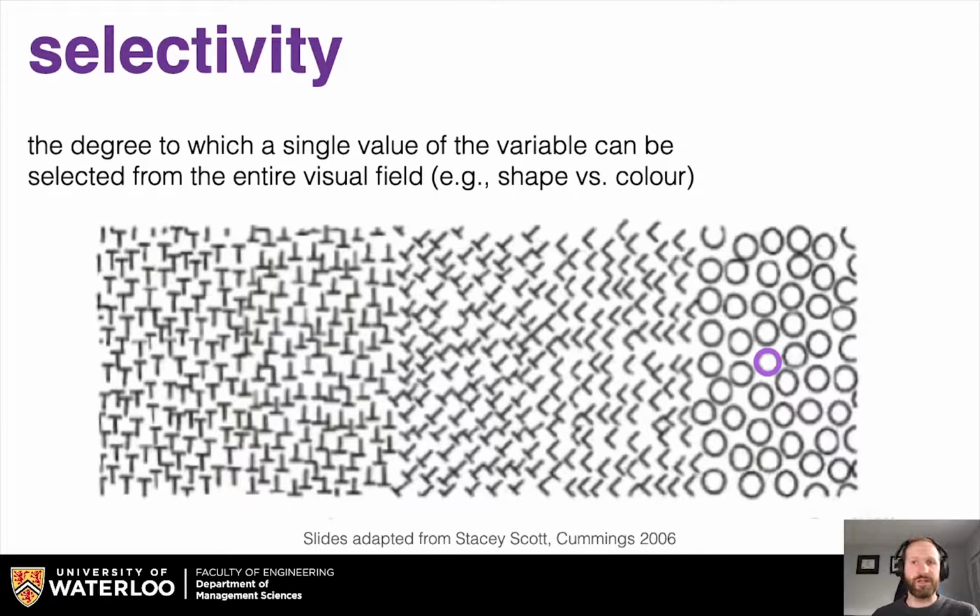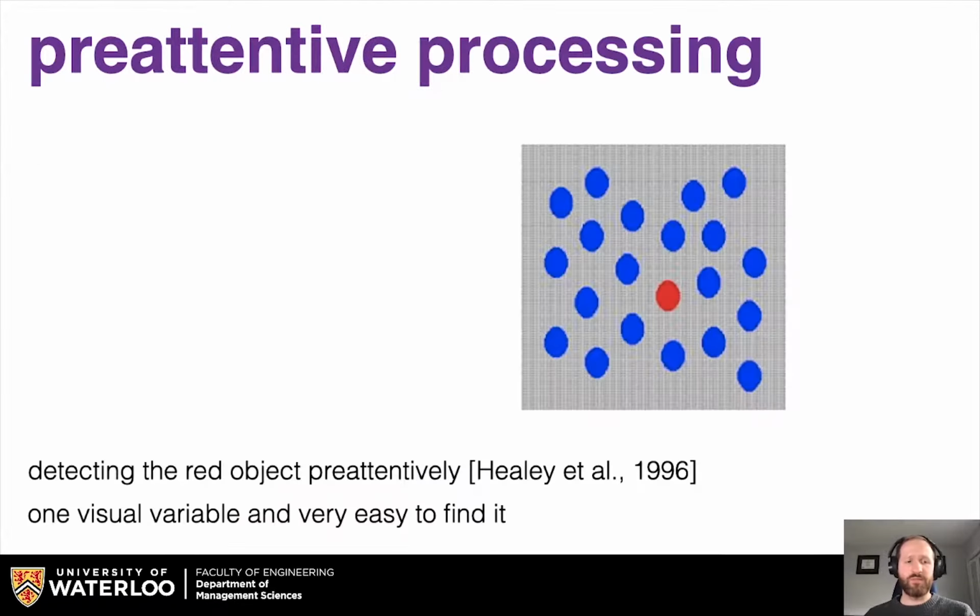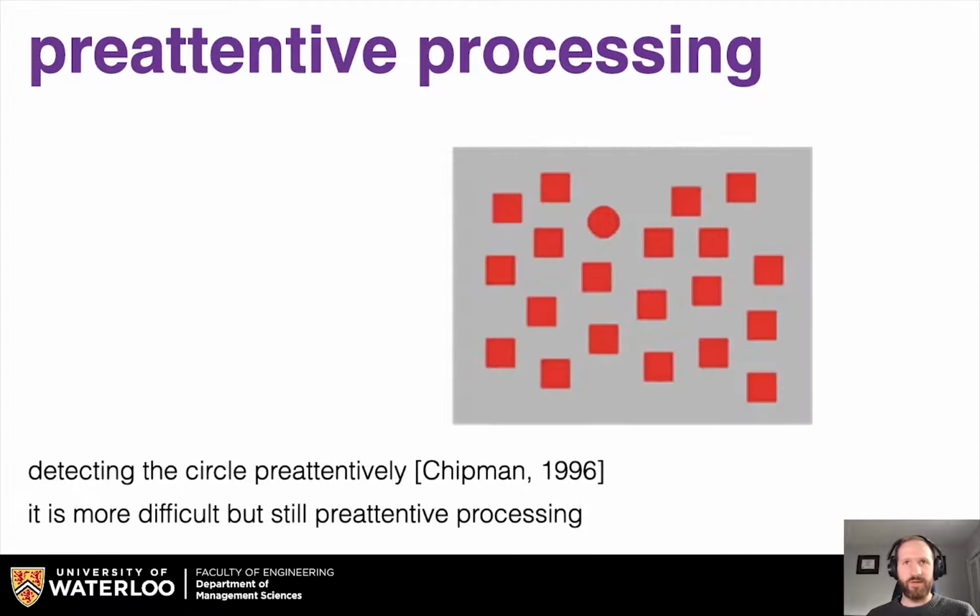And if you have something like color, it can pop out amongst the entire field. Detecting the red object is done pre-attentively. You look and you automatically see it if you're able to see the screen. There's one visual variable, and it's very easy to find it. But if you have a bunch of shapes, all the same color, detecting the circle is pre-attentive, maybe a little bit less so than color. It's more difficult, but it's still pre-attentive processing. It still pops out at you.